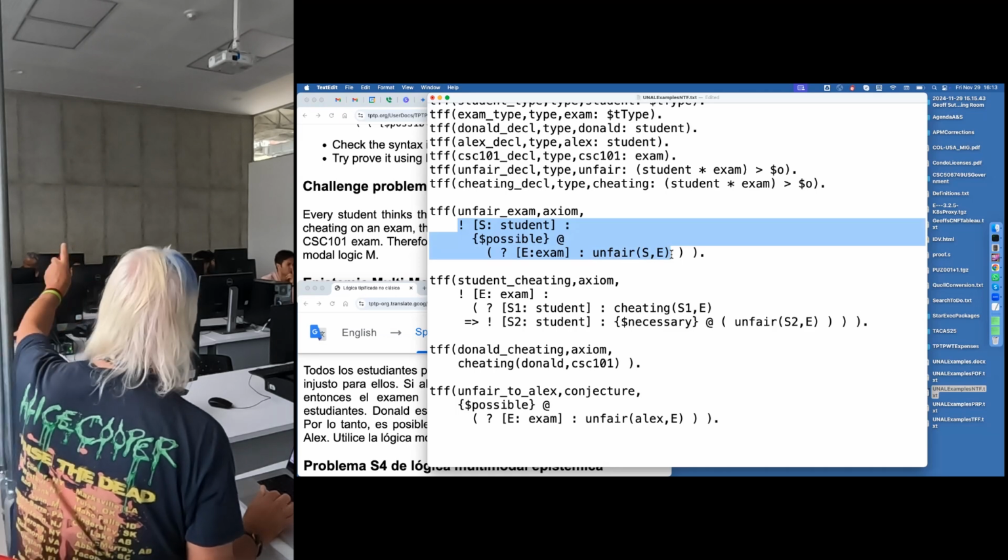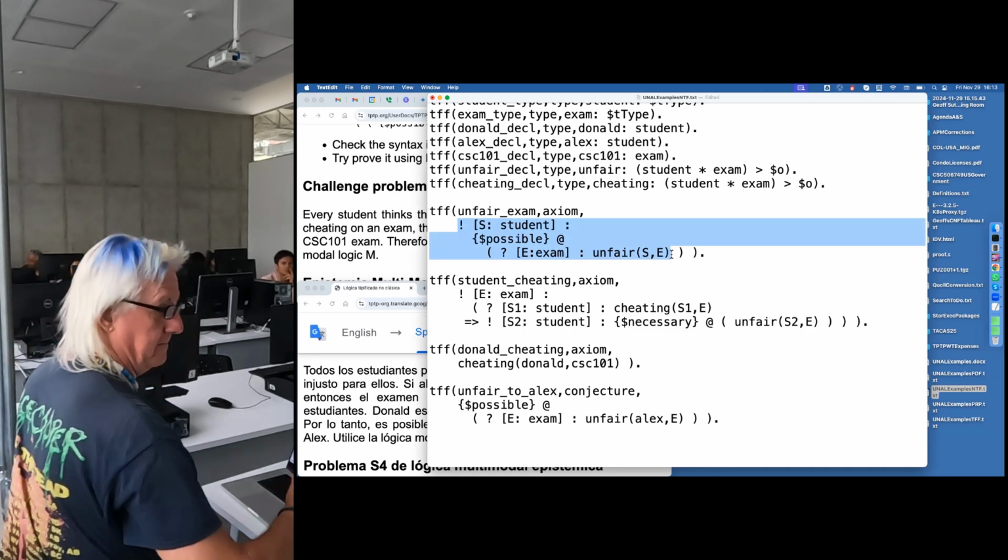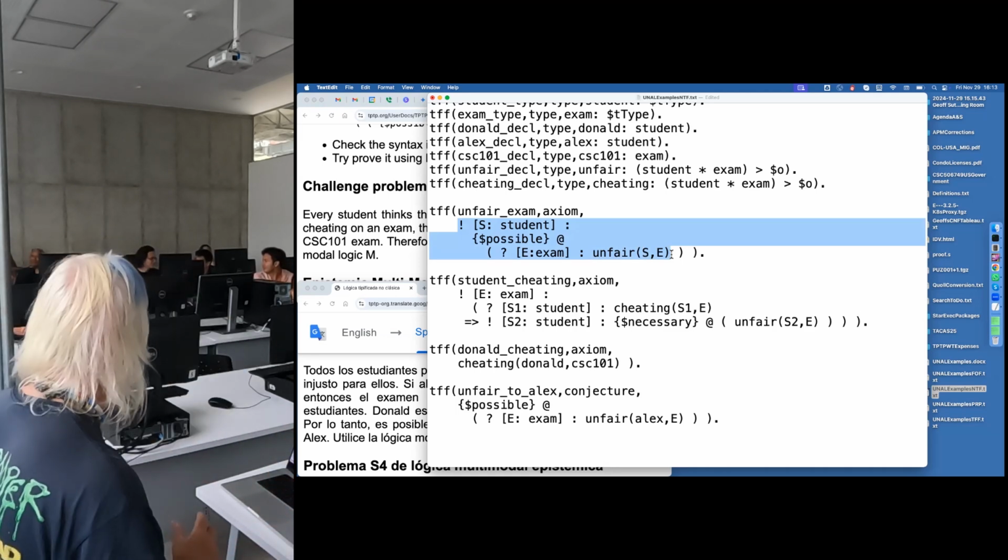Hey, back row, silence. Here's something to throw.